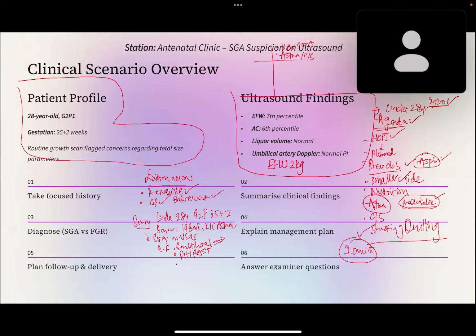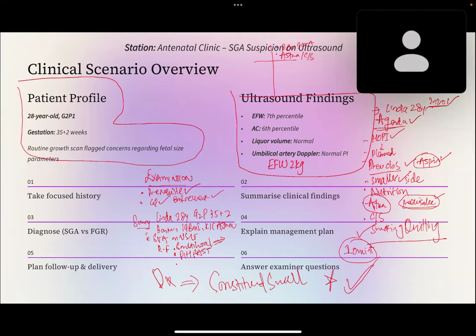This seems to be a reassuring exam, as the liquor volume is normal and the Doppler is normal as well. Like I said, she has a few risk factors for an isolated SGA baby, which are constitutional, previous SGA, and an element of lower BMI as well. Okay. How would you want to proceed from now onward?